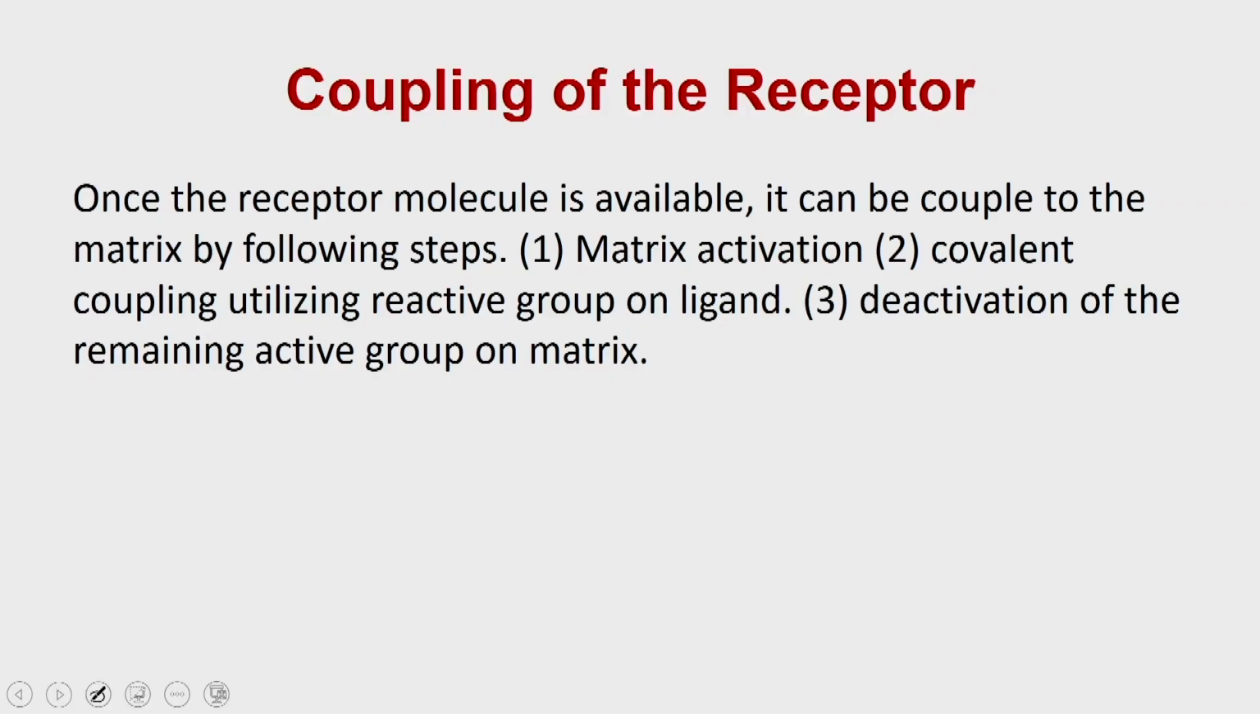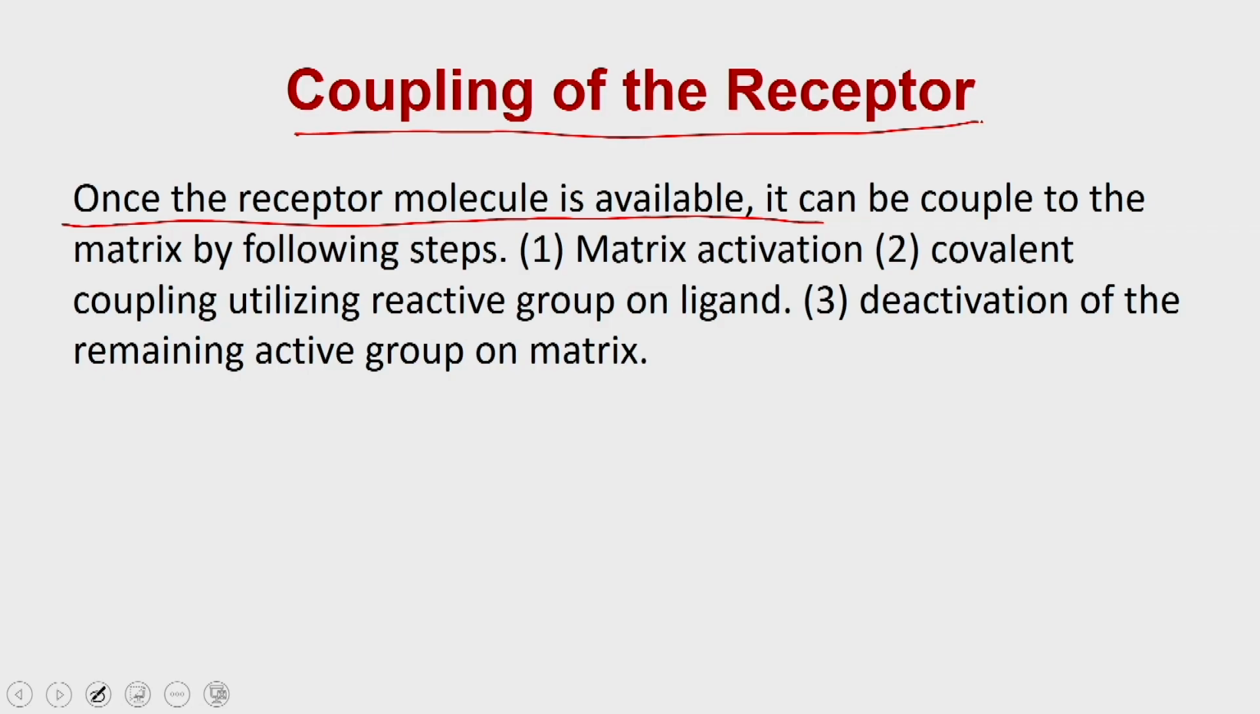So, now once the antibodies have been generated, you can couple these antibodies, or couple the other receptor that you have generated through recombinant DNA technology or through conventional purification systems. You have to couple these particular receptors to the matrix, so that your column is ready for purification.